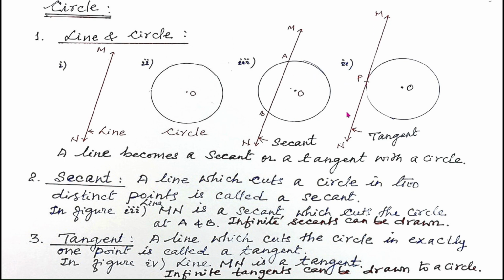Now what happens if a line cuts a circle in only one point? Now we have a circle with center O. MN is a line which cuts the circle in one point, that is point P. Now this MN, although a line, is now a tangent. Therefore, a line which cuts a circle in only one point, or exactly one point, is called a tangent. Therefore, MN is a tangent to the circle with center O, and P is the point of contact. P is known as the point of contact.